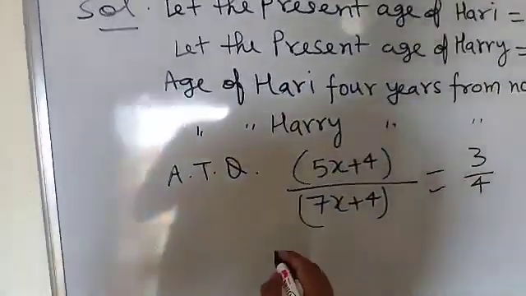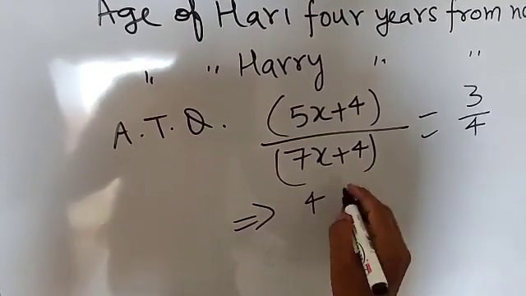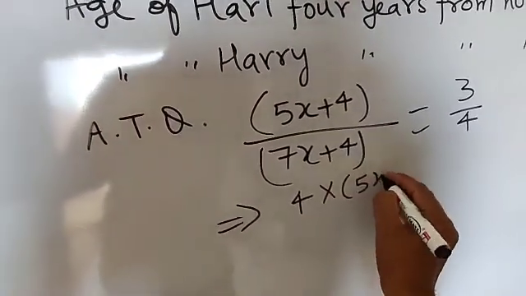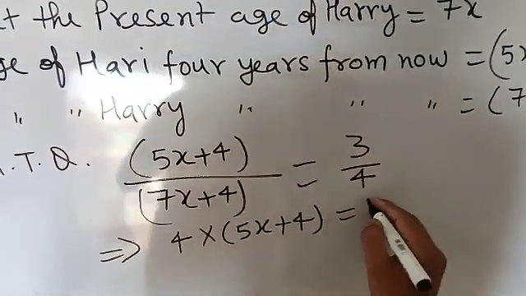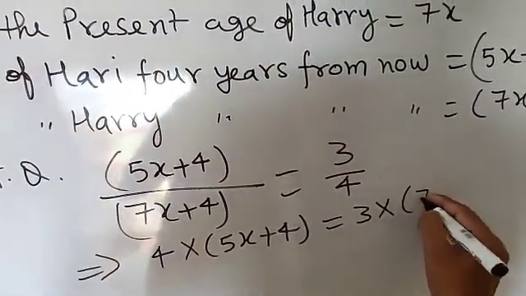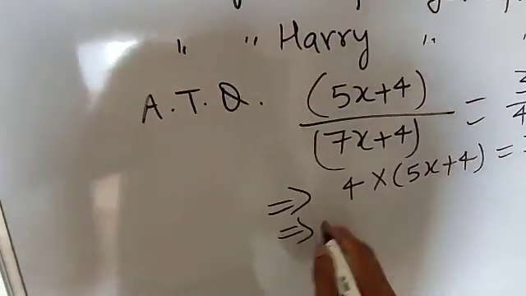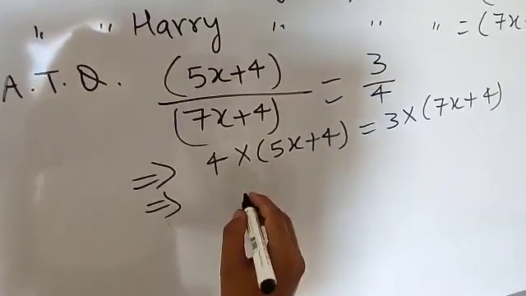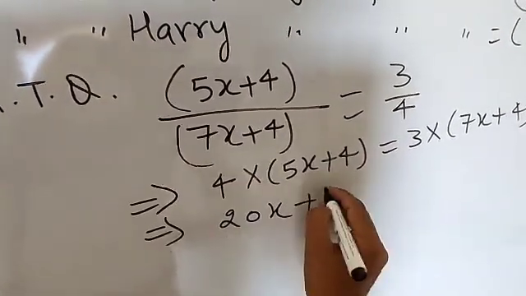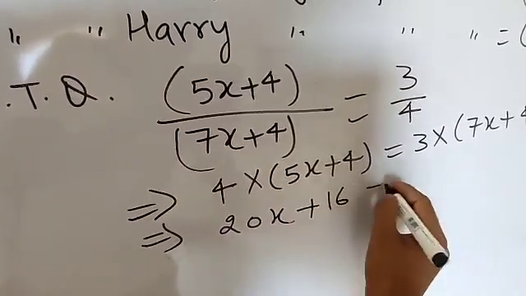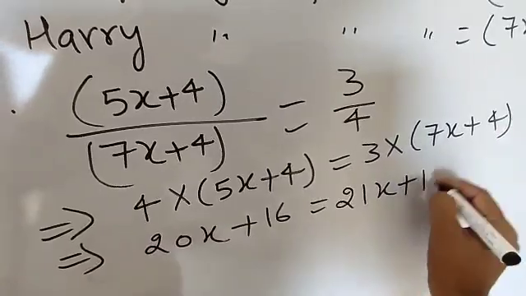So go for the cross multiplication. So it will be 4 into 5x plus 4 is multiplied here and 3 will be multiplied, so 3 into 7x plus 4. Now 4 into 5x, that is equal to 20x plus 4 into 4, 16. It is equal to 3 into 7x, 21x plus 3 into 4, 12.